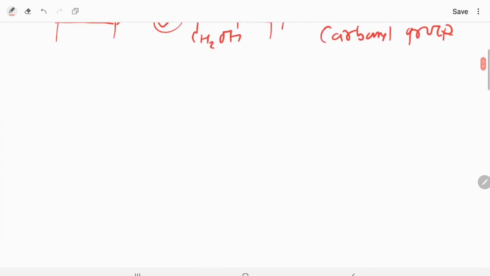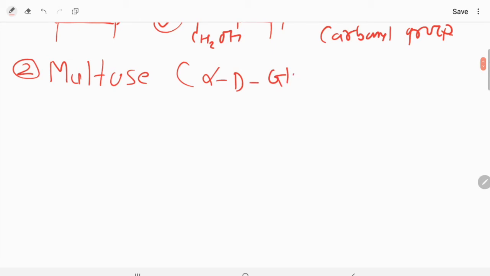Alright, now the next one is about maltose. Second case is of maltose. Now in a maltose, as we already discussed, alpha D glucose and alpha D glucose are linked via C1 of this glucose to C4 of this glucose.